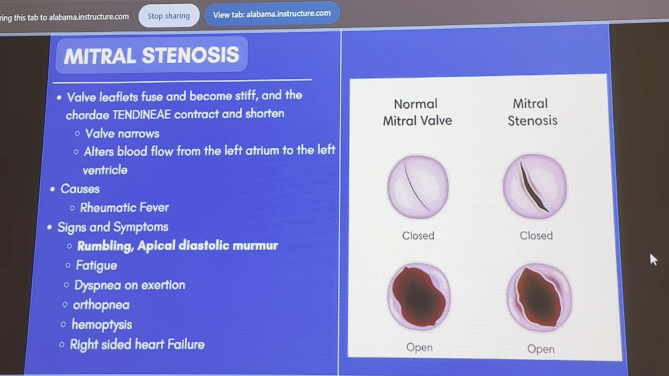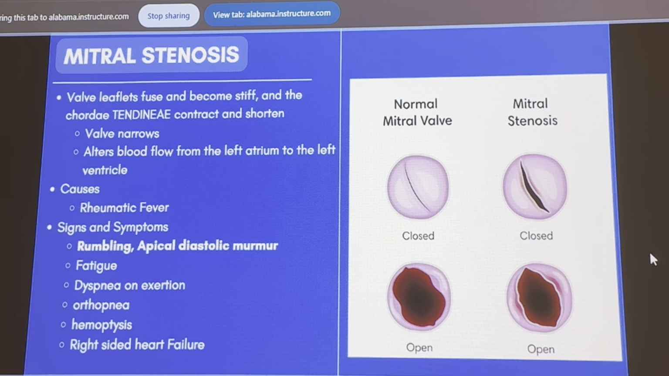Mitral stenosis. So what was stenosis for us? Was it an opening problem or a closing problem? Opening. An opening problem, right? My valve is not opening efficiently or properly as it should for some reason or another.